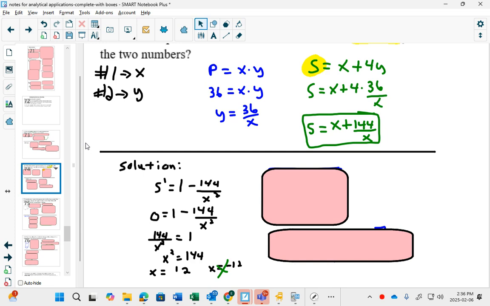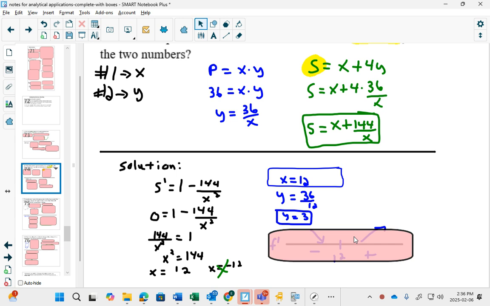You see that I can cancel out that negative 12 because the question said two positive numbers? So now that I know that x is 12, I can tell that y is equal to 3. So what are the two numbers? The two numbers are 12 and 3. Here's our number line showing that it is a minimum.